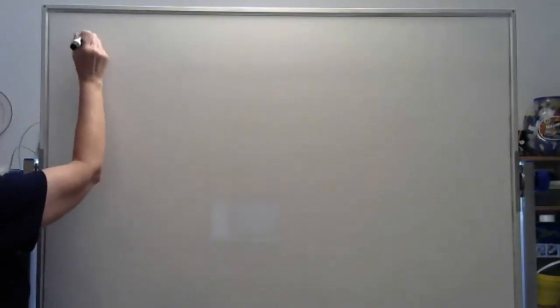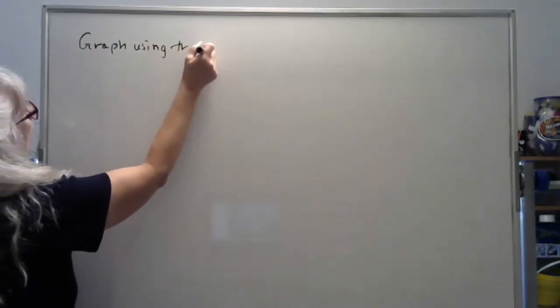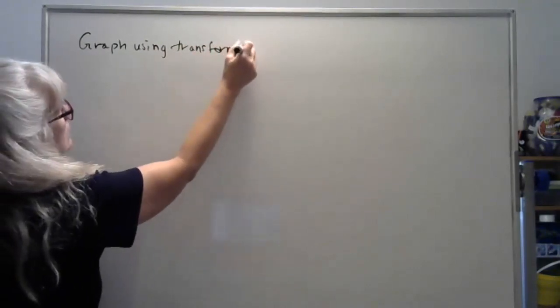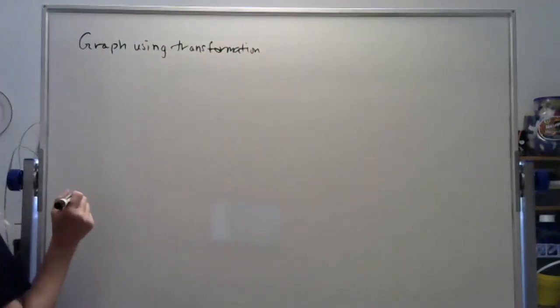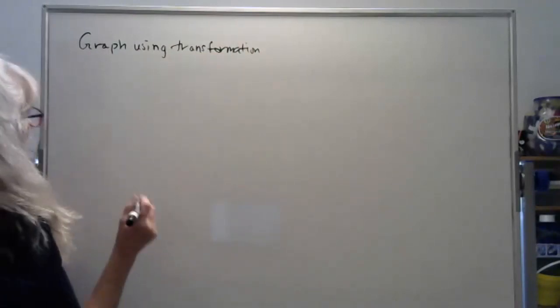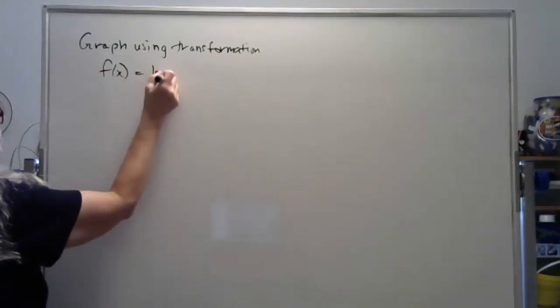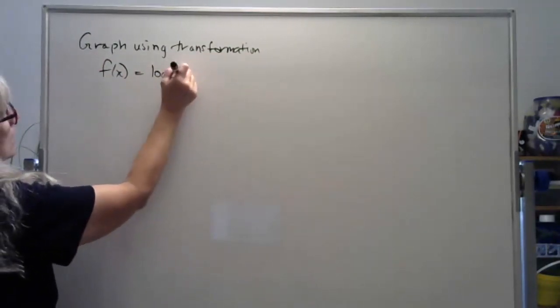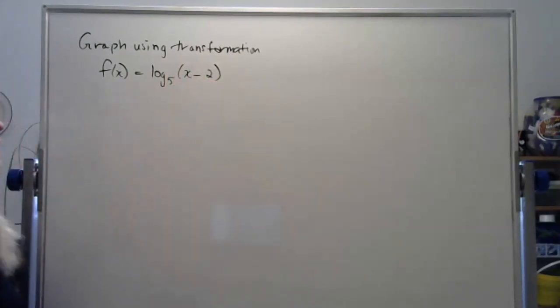Okay. So let's come in and graph using transformations. This is one place that the online homework and even the textbook is a little light on examples. I think they should have more than they do, but they don't. Let's do f of x is equal to log, and I'm going to use base 5 again, and let's do x minus 2. So log base 5 of x minus 2.